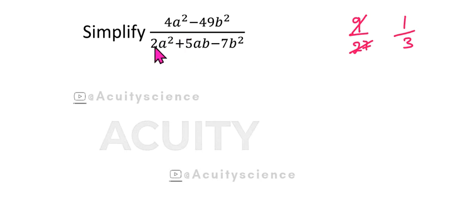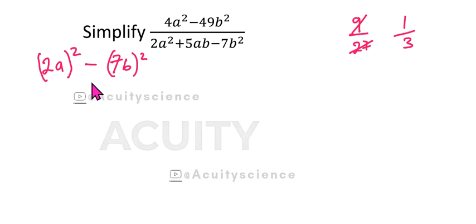All right, so let's start with the numerator. This is 4a squared minus 49b squared. If you look at 4, it's a perfect square. 49 is a perfect square. We can do 2 power 2. We can do 7 power 2. Okay, let's do 2a all raised to power 2. Then let's subtract 7b all raised to power 2.